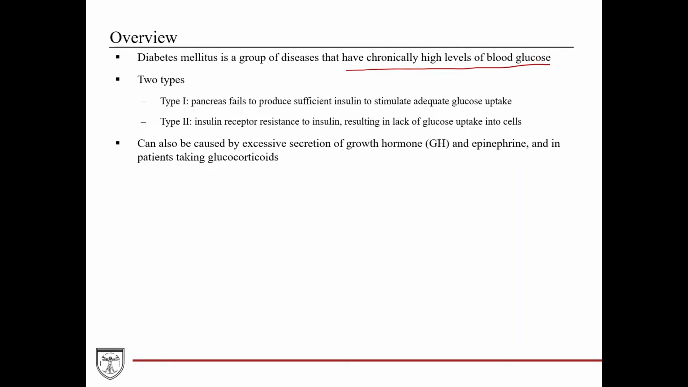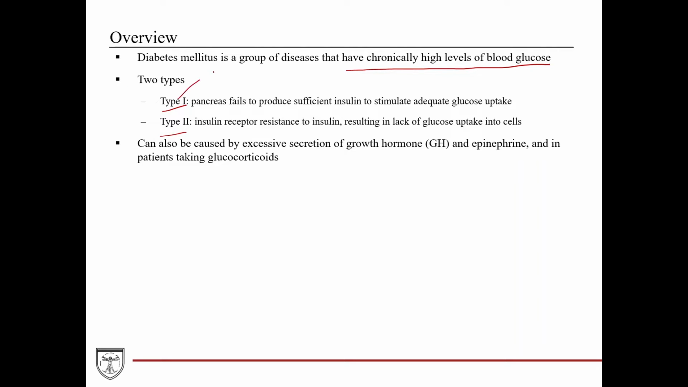Now, anyone, even your healthy 20-year-old marathon runner, will have a spike in glucose. They eat a piece of cake or drink a soda or a high carbohydrate meal, and their blood sugar levels will go higher than normal. However, those get corrected in a healthy individual. Diabetes occurs when you have prolonged periods of high levels of blood glucose. And there's two main types, type 1 and type 2.